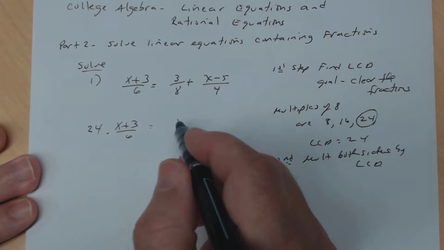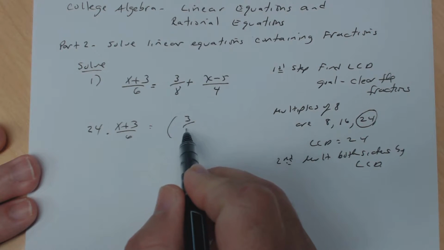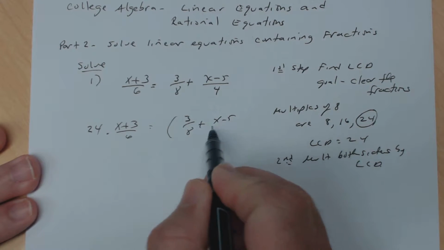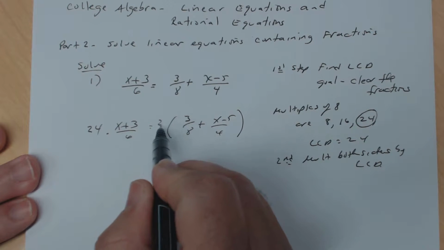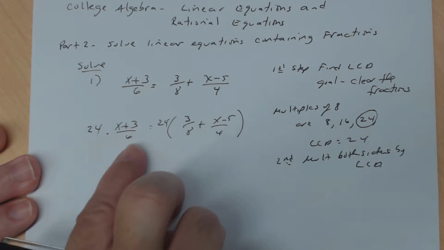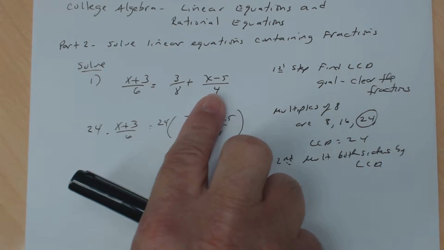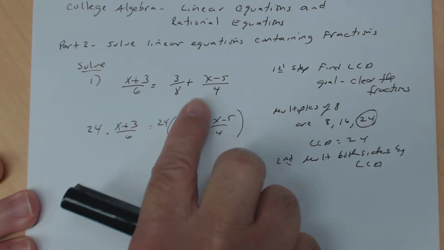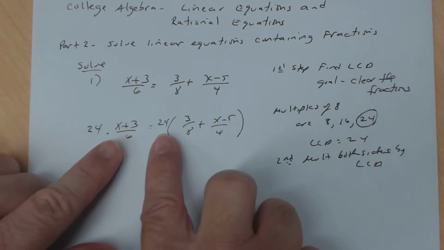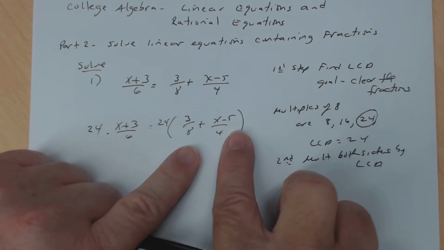Technically what you're doing is saying that these two fractions, which I'm going to close in parentheses, have to be multiplied by 24. Notice I have more than one term on this side. Here I only had one term, so I did not need the parentheses. Here I had two terms, so I did need parentheses. I'm multiplying both sides, once on this side and once on that side.